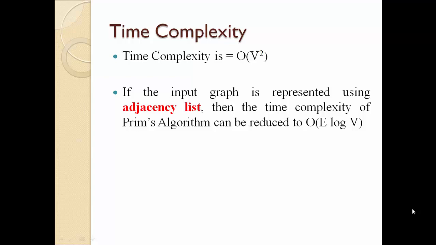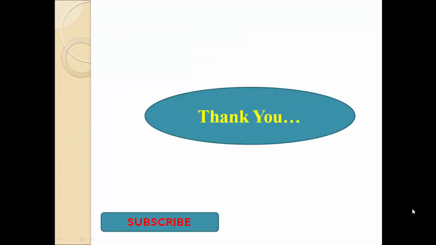So this is all about the time complexity of Prim's algorithm. Thank you very much.